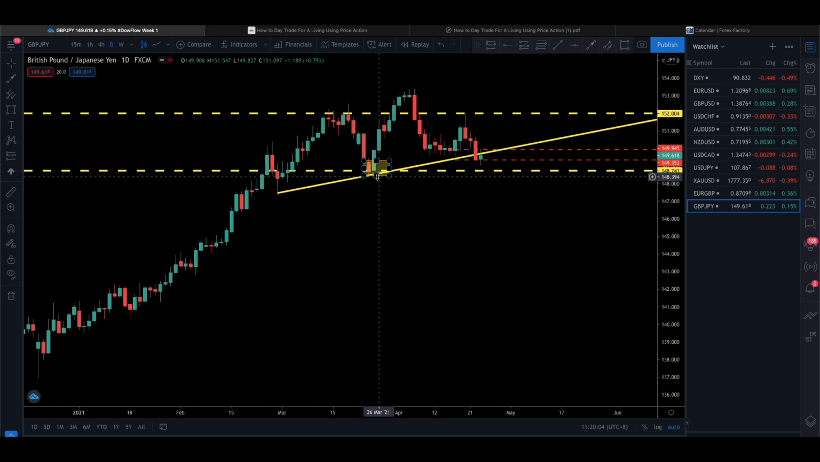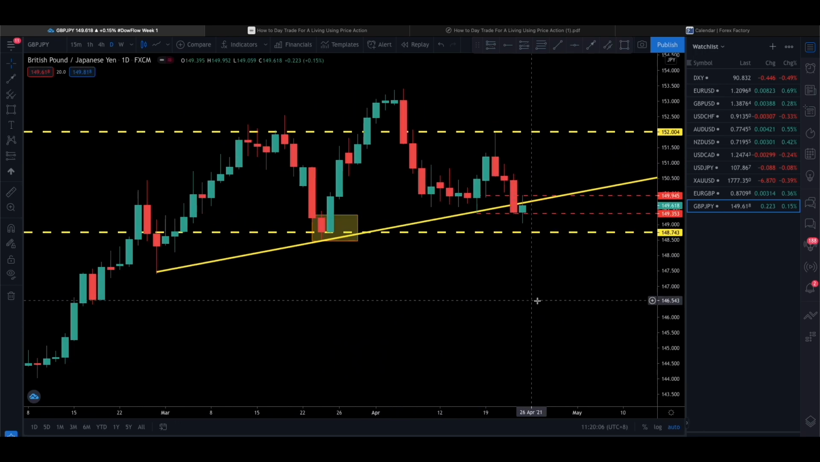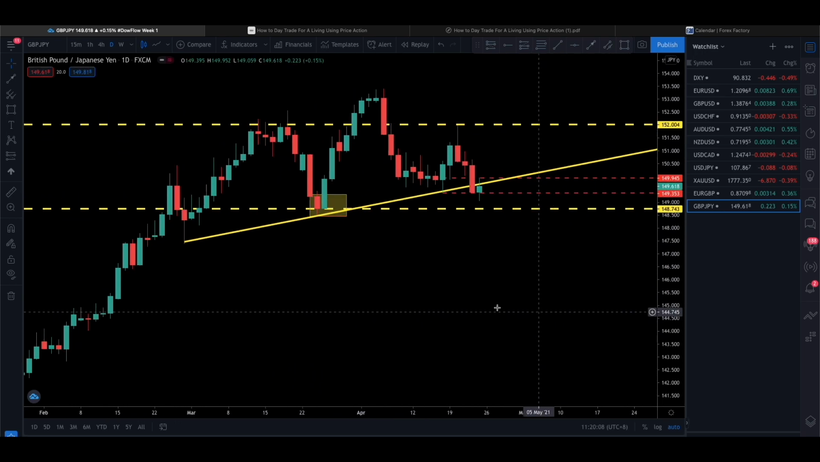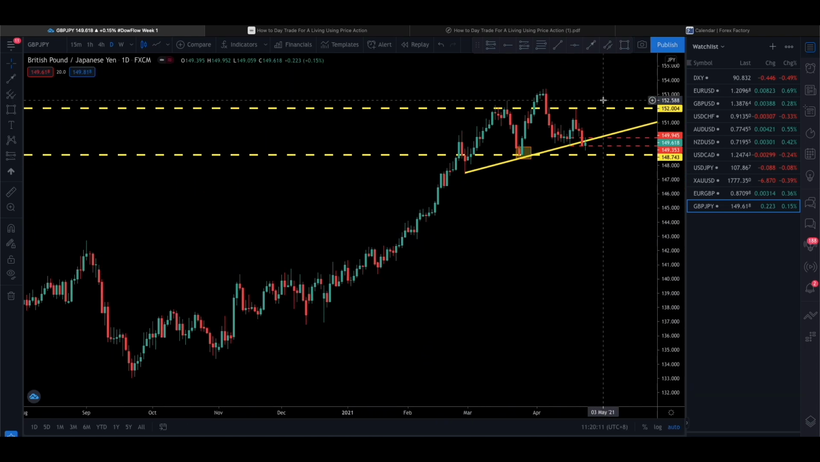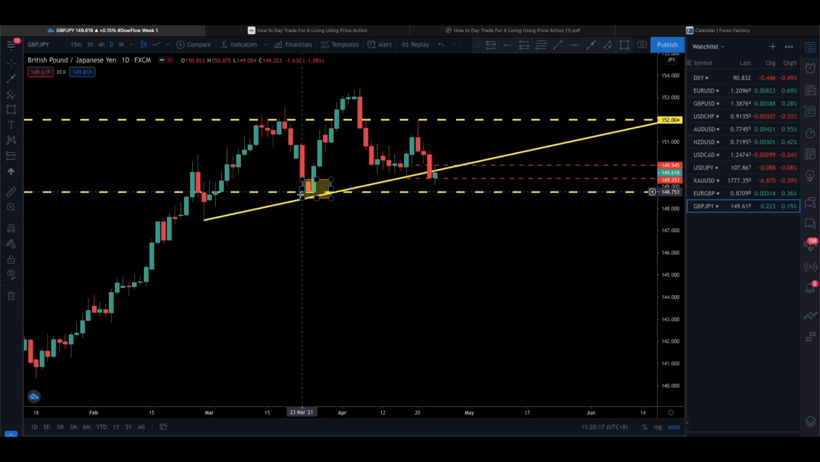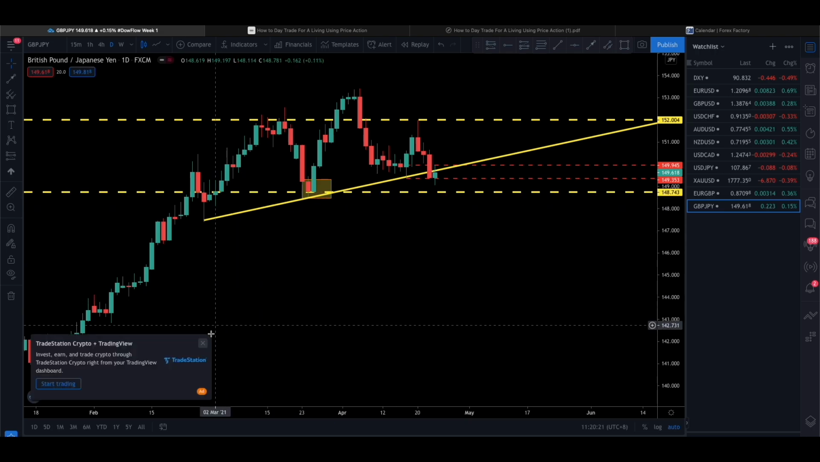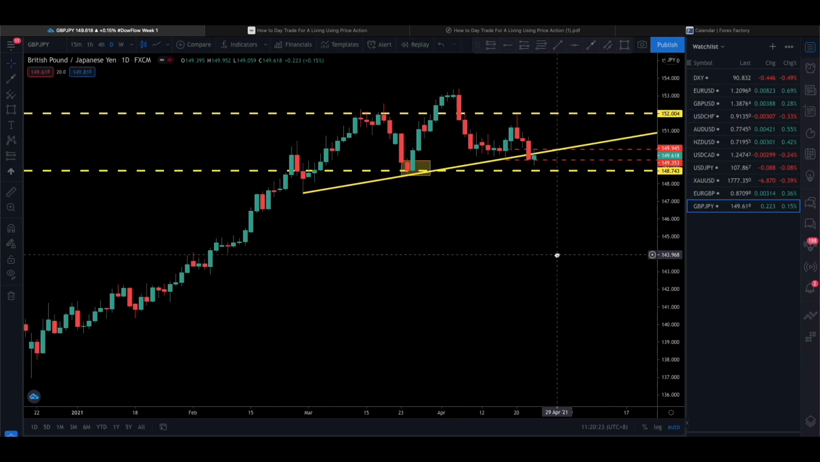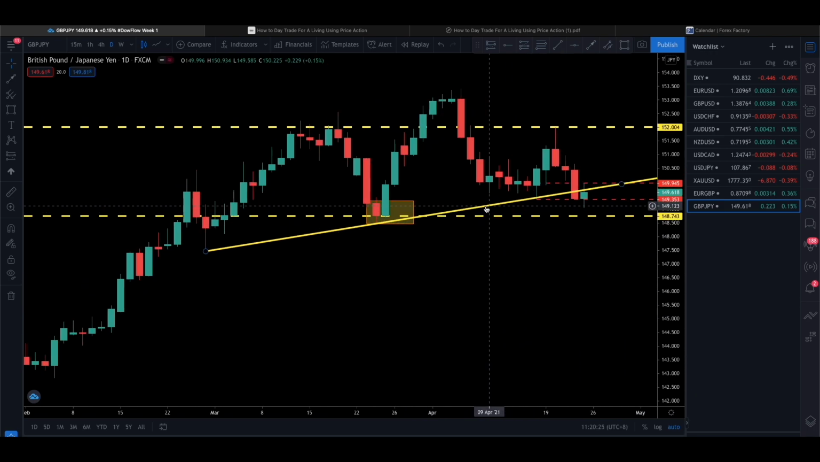Lastly, pound yen. Now pound yen, in the grand scheme of things, is in an uptrend. You have the high, you have the low, you have the higher high, higher low, higher high. In fact, this recent swing low is not violated yet. So for this reason, you should still be bullish on pound yen. You shouldn't be bearish.